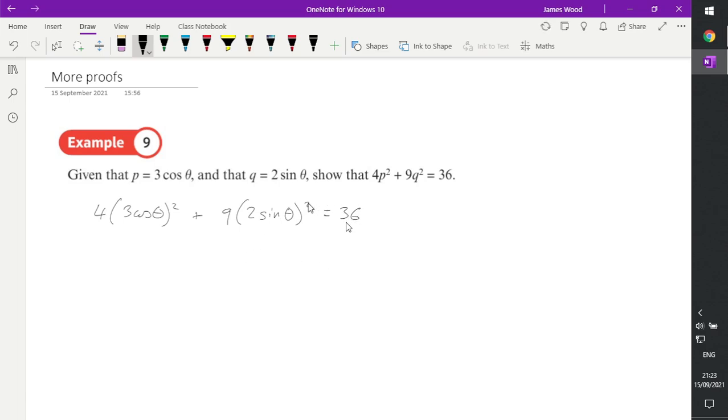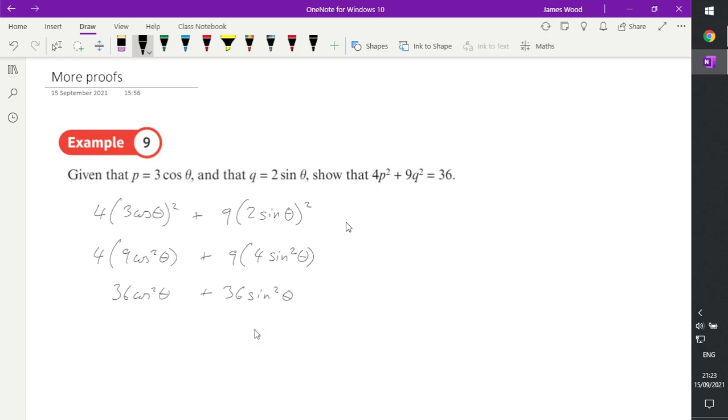And let's, well, I suppose I shouldn't write 36. Let's try and prove that it does equal 36. So this would be 4 times 9 cos squared theta plus 9 times 4 sine squared theta, which is then 36 cos squared theta plus 36 sine squared theta.